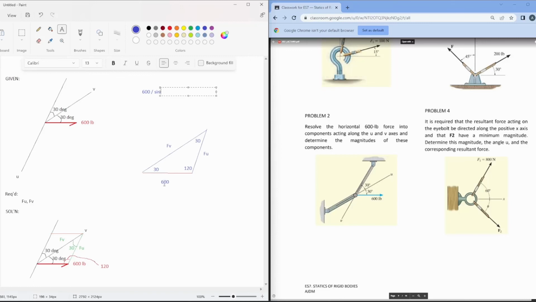So, 600 over sine 30 equals, anong next? FV over sine ng ano? 120, equals FU over sine 30.